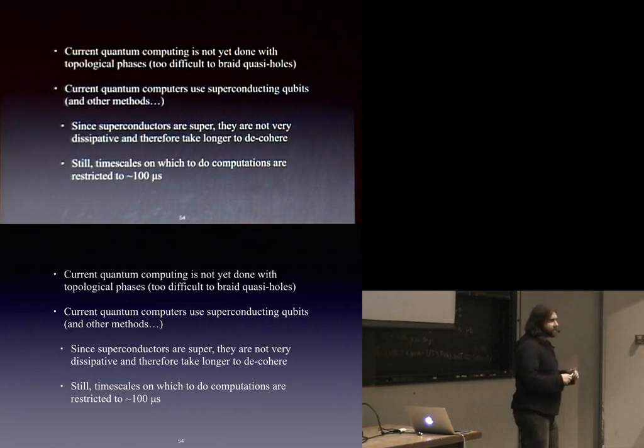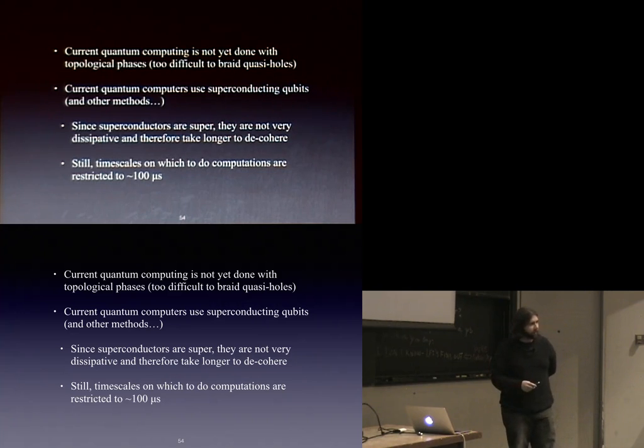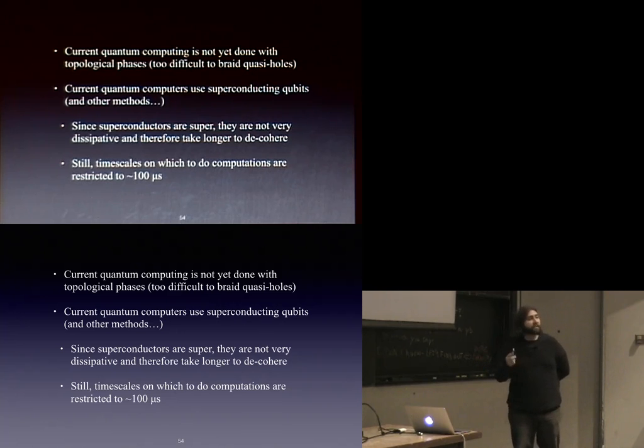Current quantum computing isn't done with single electrons. As I said, actually trying to braid and wind these quasi-holes around each other is very difficult, but people are doing interesting experimental work trying to come up with ways of manipulating them. What's currently done is people use what are called superconducting qubits, among other methods. A superconducting qubit is not actually a topologically stable qubit in the way that a quasi-hole could be, right? But since it's in a superconducting state, it's very non-dissipative, and so it takes a little bit longer for the whole system to decohere.